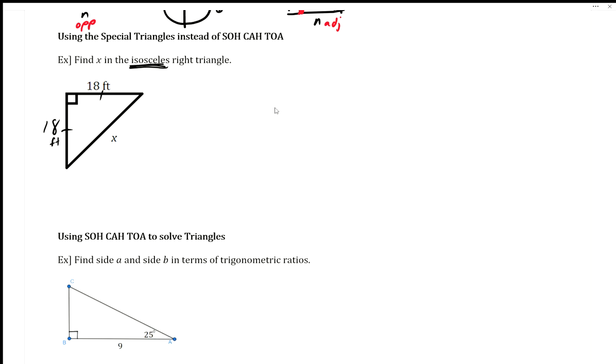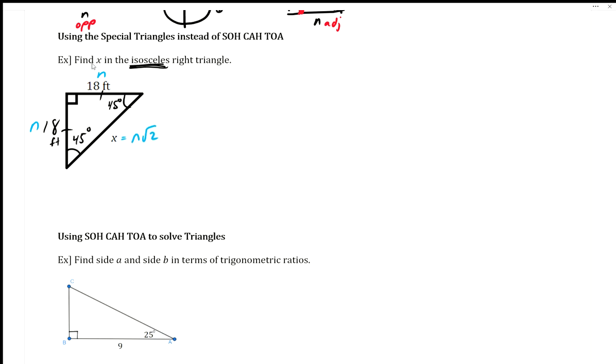If those two sides are the same, then their opposite angles must also be the same. The only way for those to be the same would be for them to each be 45. Okay, so this is a 45, 45, 90 triangle. So I'm going to mark these. This would be n, this would be n, this would be n radical 2.